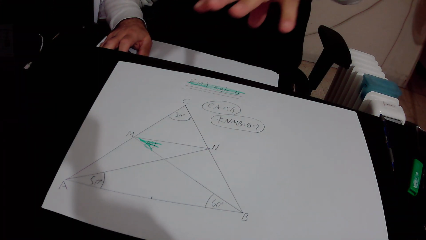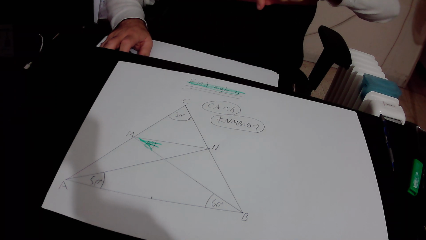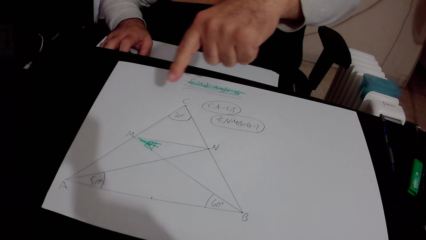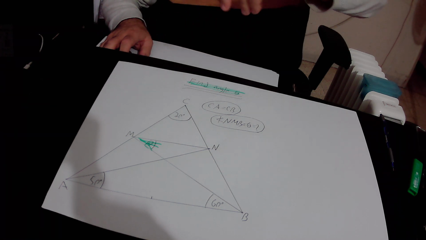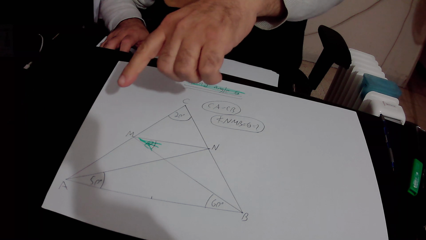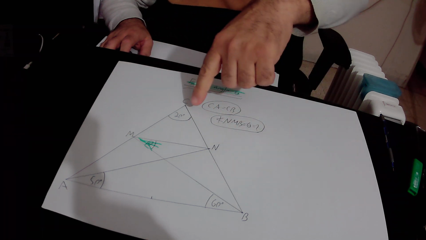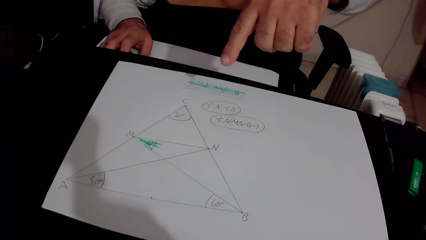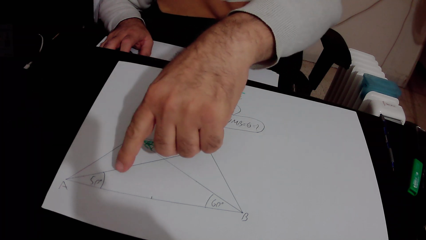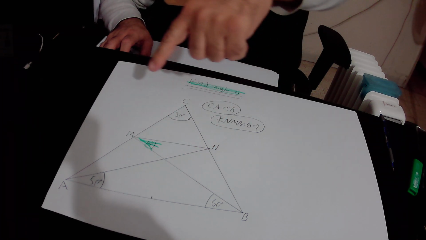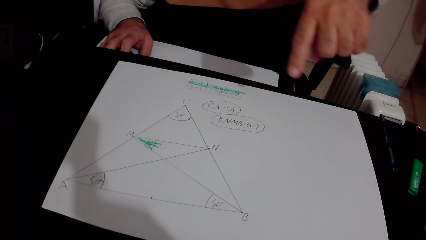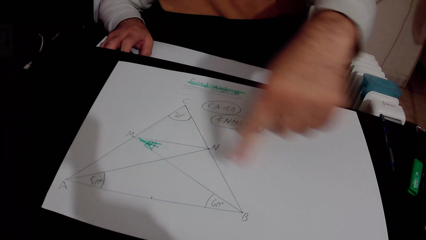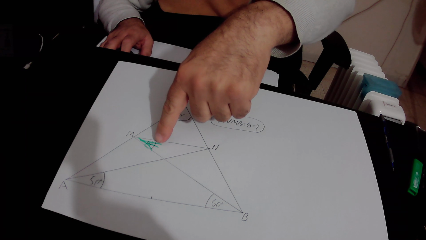In the drawing we have triangle ABC, side AC equal to side BC, that is to say triangle ABC is an isosceles triangle. In addition, we know that angle ACB equals 20 degrees in its size, angle NAB equals 50 degrees, and angle NBA equals 60 degrees. Our mission is to find out the value of angle NMB, this angle that is actually defined as angle theta.